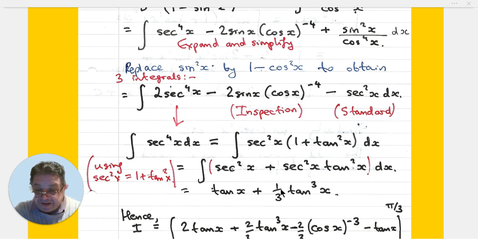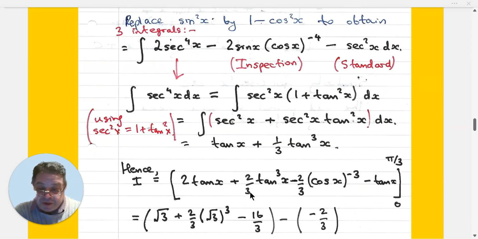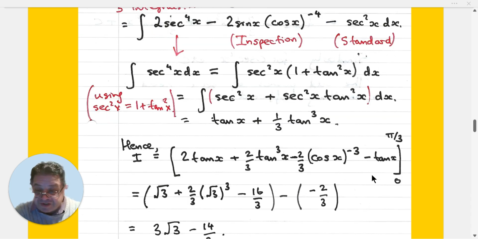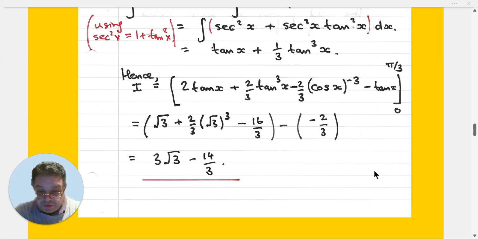So overall what we have is 2 tan x, add 2/3 tan cubed x, minus 2/3 cos x to the minus 3 minus tan of x. Put in the limits. Tan of pi over 3 is root 3. Cos of pi over 3 is a half. Tan of 0 is 0. Cos of 0 is 1. The whole thing simplifies to 3 root 3 minus 14/3. A nice question that tests virtually all our knowledge of trigonometric integration.